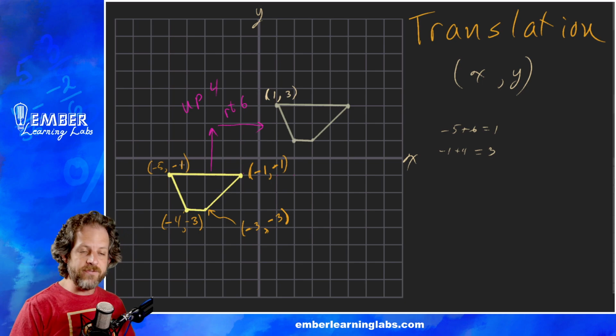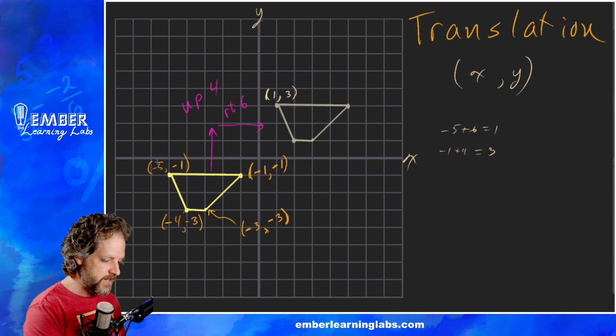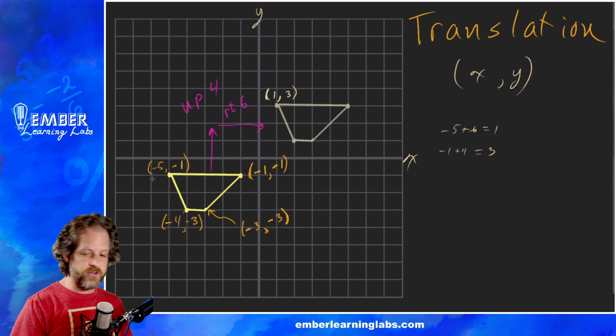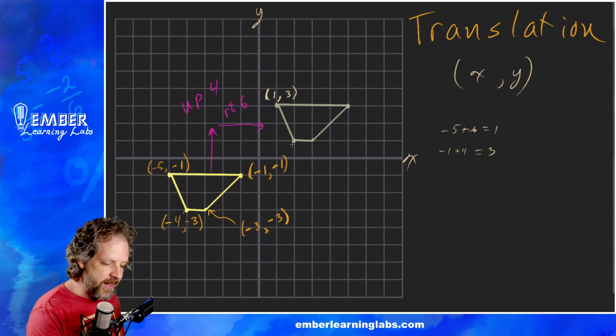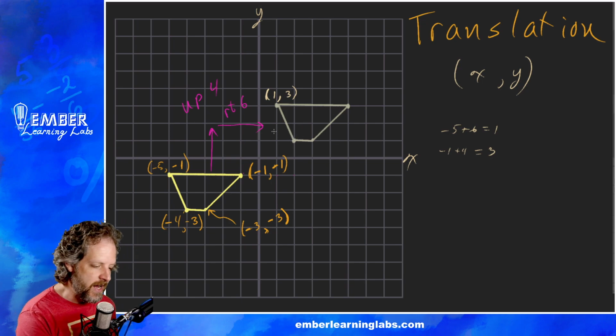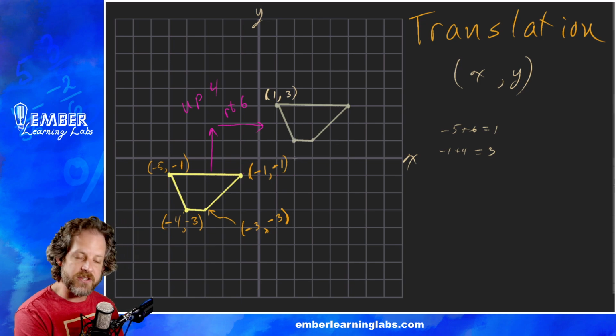If we go left, we're going to subtract. That's for the x part. If we go to the right, we're going to add, right? Just as we move around, that's how we're going to do it. So I'm going to go ahead and label the rest of these points, and then we'll compare and make sure we understand what's going on here.